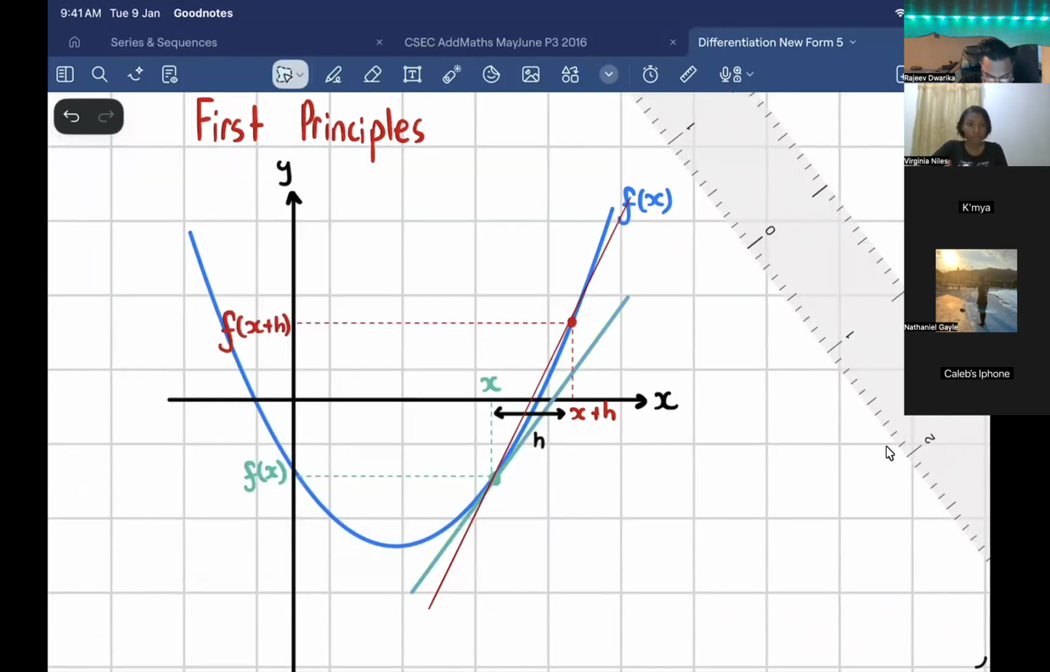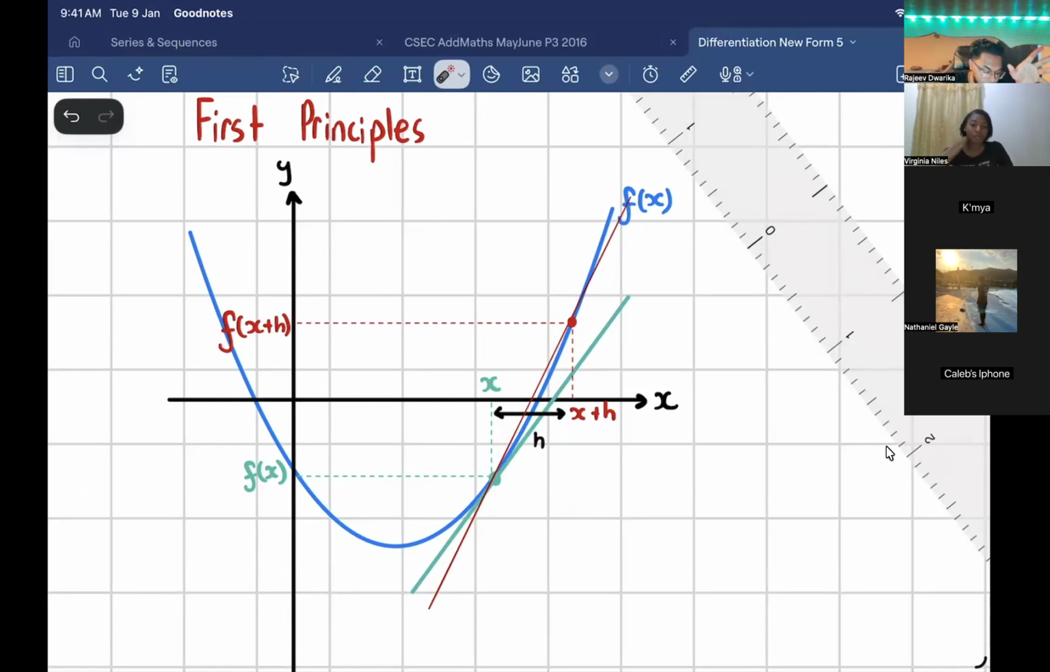Everybody with me? Yes, sir. I'll change it to green, right? So it'll be less confusing. So again, which line is the actual gradient at the point x, f of x? The green line. Good. Is this the actual gradient? No, sir. That's an approximate gradient.